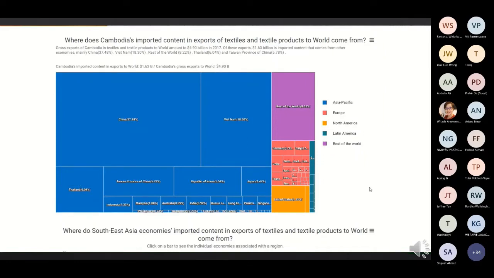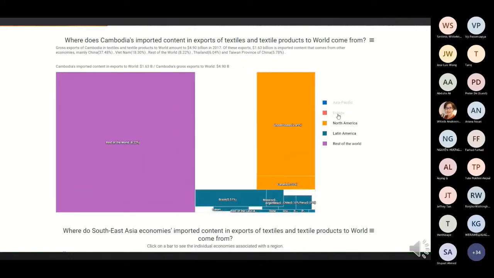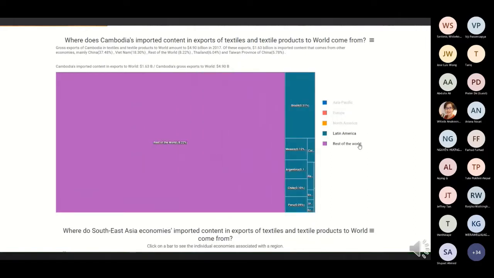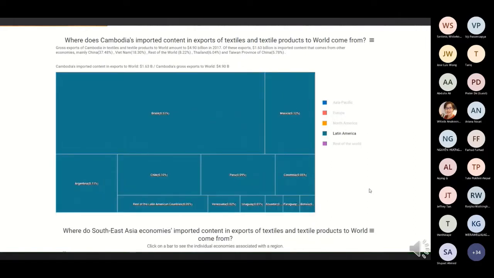Sometimes, I may want to see the linkages with a small partner more closely. For example, if I want to find out more about supply chain relationships with Latin America, which is in green, I can simply remove other regions like this. Now, backward linkages with Latin America appear in full screen. I can see that Brazil, Mexico, Argentina are the Latin American countries that I should focus on.